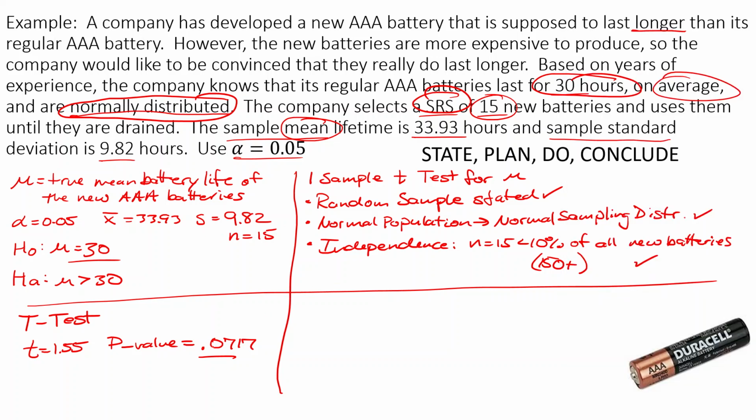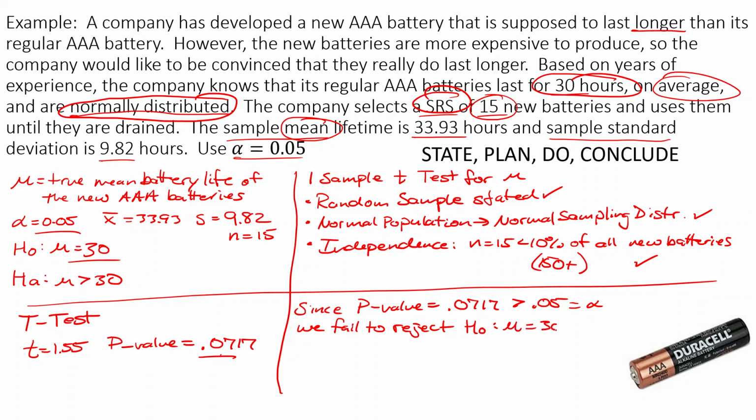In our conclusion, we compare this p-value to our alpha value. So we say since the p-value, which is equal to 0.07, you can add the 17 if you want, is greater than 0.05, which is our alpha, all right, so p is not low, it's greater than. So we fail to reject that the mean equals 30 hours.